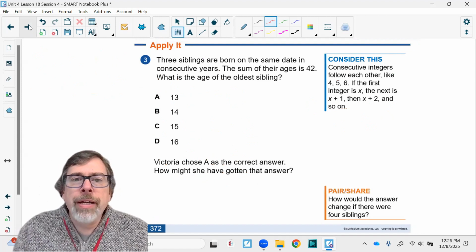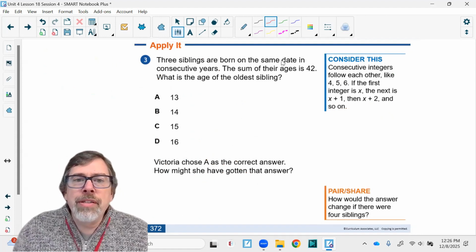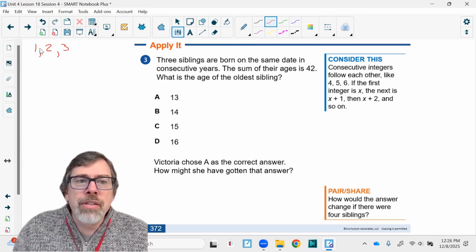Number 3, apply it. 3 siblings are born on the same date in consecutive years. Pause, stop, consecutive years. That could mean one is a year old, one is 2 years old, and one is 3 years old. Consecutive means adding 1, adding 1, adding 1, okay? So 1, 2, and 3. Well, 1 plus 2 is 3, and 3 equals 6 if I add these. So obviously it's not 1, 2, and 3.